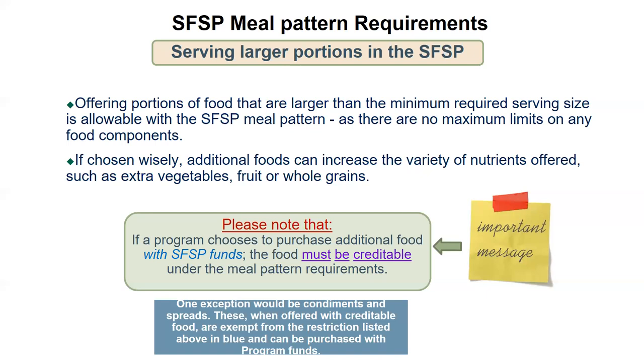They're not actually creditable towards any of the components, but when they're offered with creditable food, they are exempt from that restriction. So like jam that you would put on toast, or maybe a cream cheese spread that you're putting on a bagel, that would be allowable to be purchased with summer money and to be planned in the menu, but it doesn't actually credit towards any of the components.